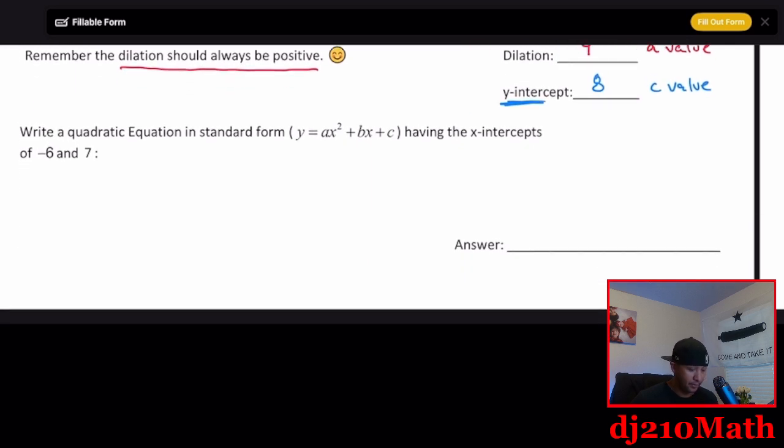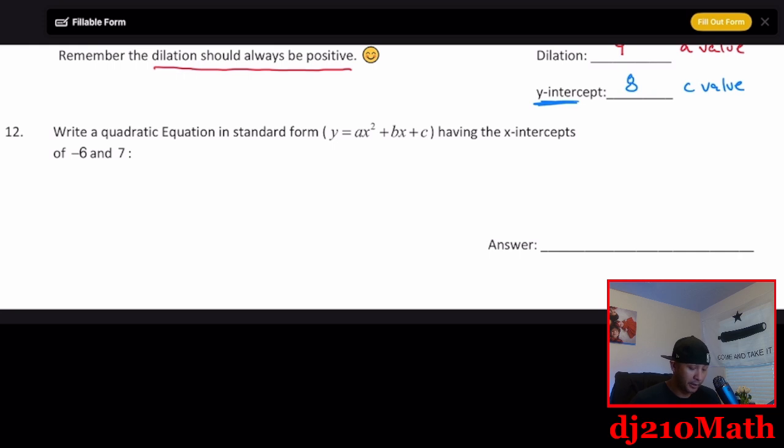All right. Number 12, we want to write a quadratic equation in standard form that has this shape when you know the x-intercepts, right? I know the x-intercepts. This means that x is equal to -6 and x is equal to 7, right? Because they're giving me the roots. They're saying these are the x-intercepts. This is where it crosses the x-axis at -6 and 7. All right, these are the roots.